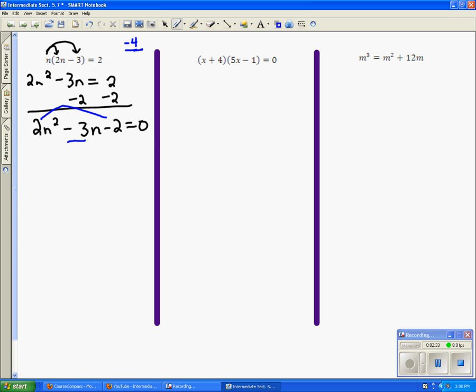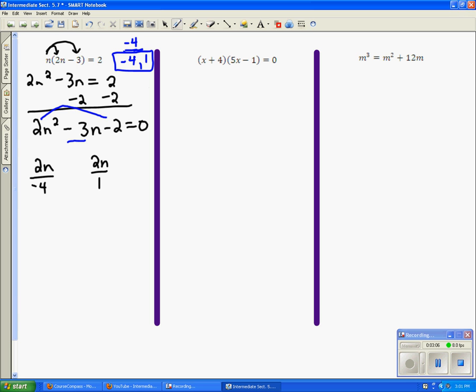So 4 is just 4 times 1, and I need it to become a negative 3, so that means this one needs to be negative. Now I want to check my factors and make sure it works. When I multiply them, I get negative 4. When I add them, I get negative 3. So once I have my factors, I take this coefficient, 2, and I split that variable up. So I have 2n and a 2n, put over my first factor, which is a negative 4, and over my second factor, which is a 1.